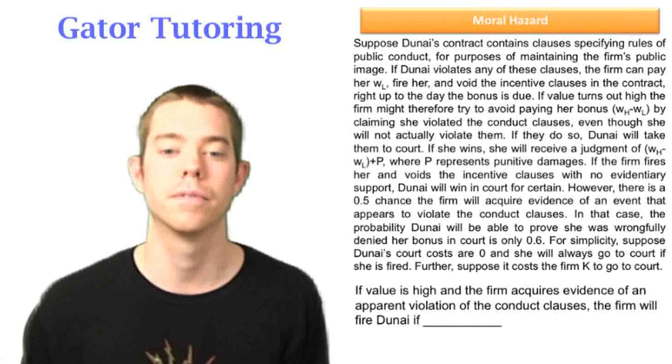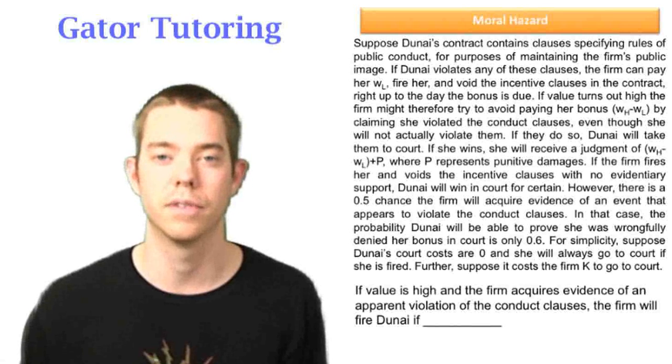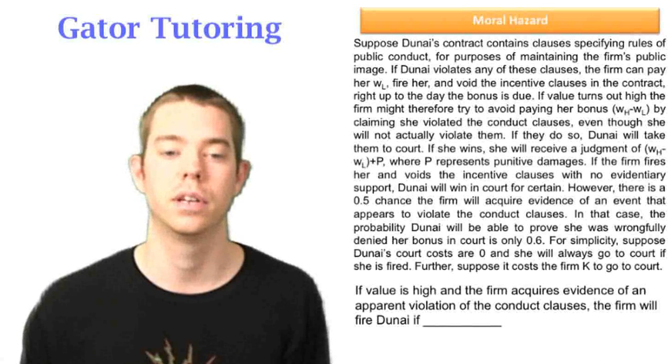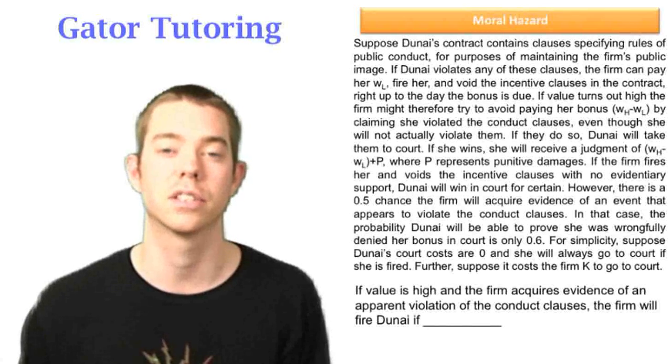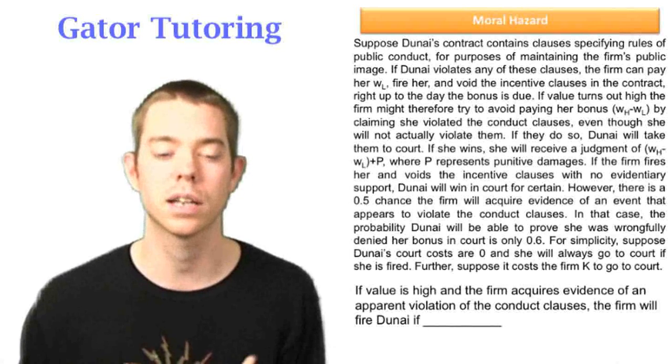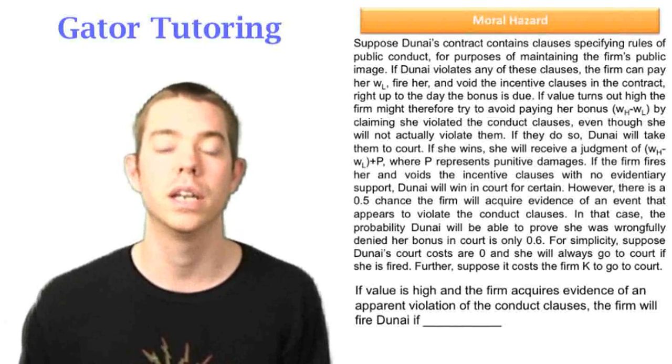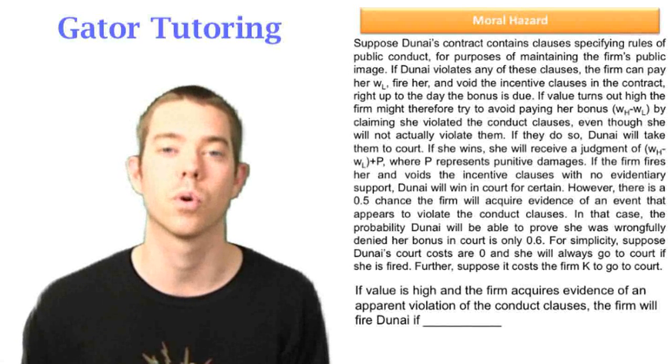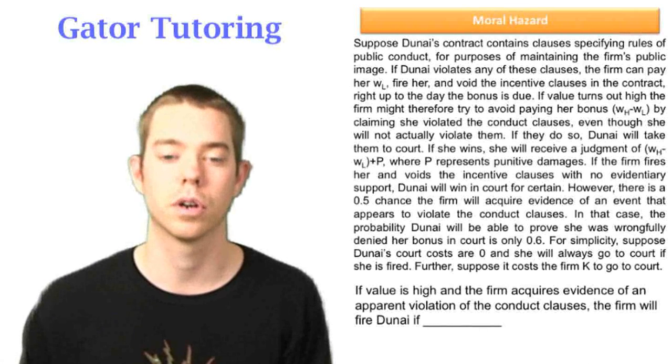However, if they do have evidence, there's a 50% chance that the firm will acquire that evidence, and in the case where they actually do have evidence and they do go to court, 60% of the time Dunai will win. So a lot of these probabilities are confusing. The main step we need to do is organize them and think about what's going on.